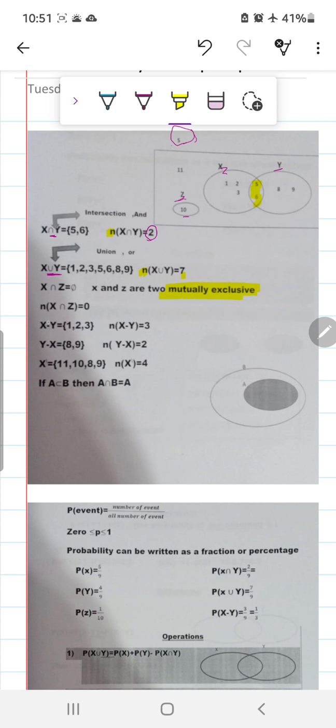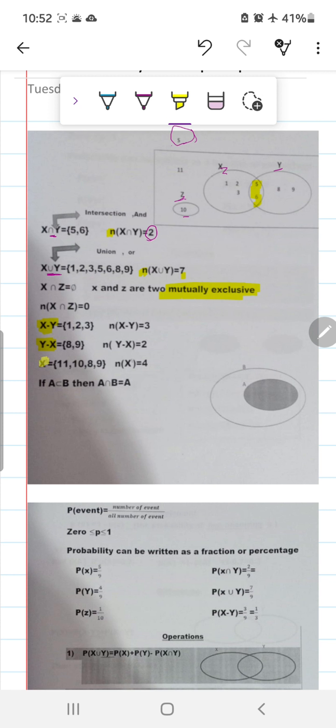Here we have X minus Y. It means the elements in X and not in Y, which are 1, 2, 3. So the number of X minus Y equals 3. And Y minus X, or Y difference X, means all elements in Y and not in X, which are 8 and 9. And the number of Y minus X equals 2.